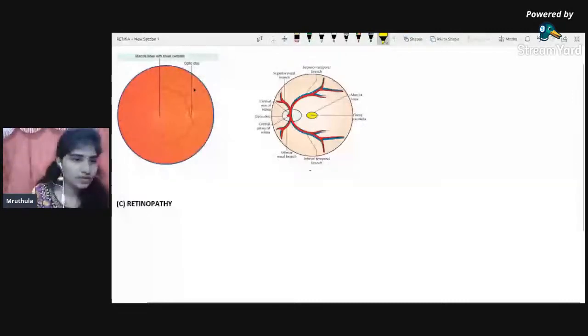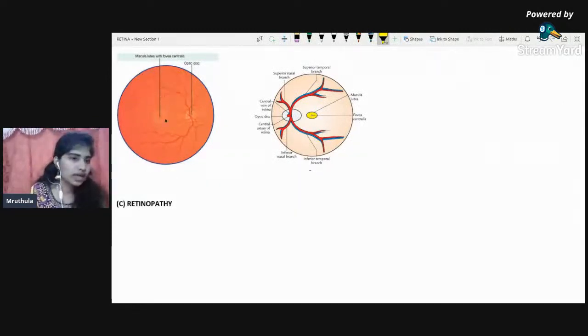So on the left side of your screen, what you're seeing is the fundus of the eye. When you look through an ophthalmoscope, an instrument through which you can observe the things inside the eyeball, you'll be able to see the fundus of the eye. In the fundus we can appreciate two important structures. This is an actual eye picture.